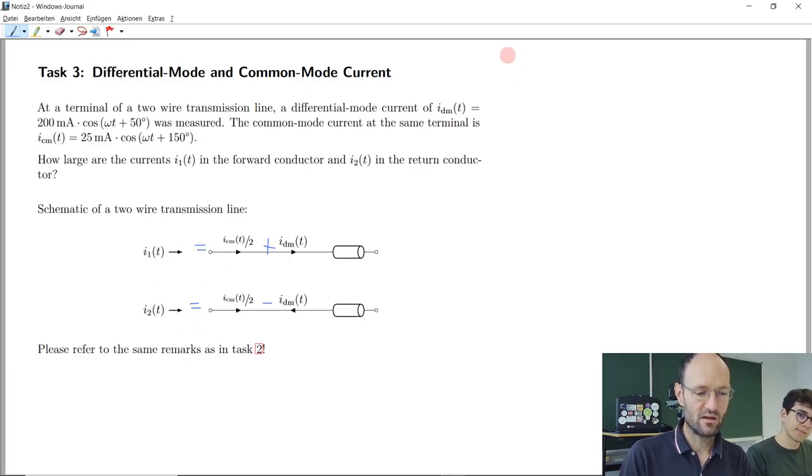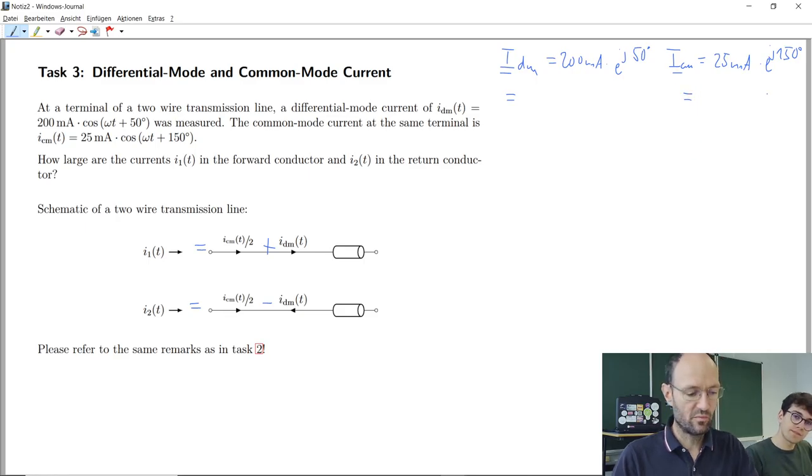So we take our differential mode current as a phasor, we take the common mode current as a phasor, and say, okay, here it's 200 milliampere times e to the j 50 degree, and here it's 25 milliampere. So the common mode current is much smaller and also has a different phase angle, 150 degree. Then we can write this and this as real and imaginary part.